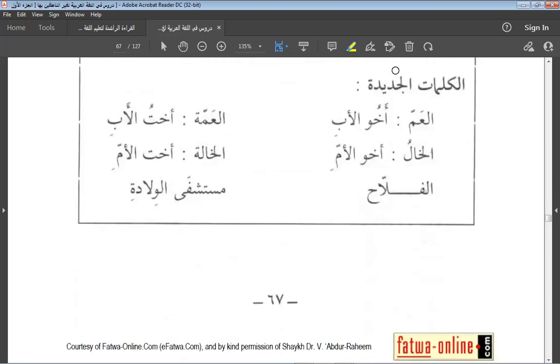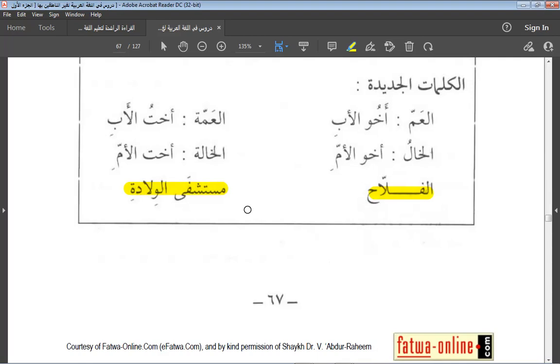الكلمات الجديدة, new words. We have al-am, as I've said, akhul ab. You see, he has defined it here for us. Al-am is akhul ab, paternal uncle. Al-ammatu, ukhtul ab, khal, akhul al-khala, ukhtul. Okay, then we have al-fallah, peasant farmer. We already know this. Mustashfa al-wilada, you've been told that too. Okay, so those are the new vocabularies we are picking from the lessons we've done today.